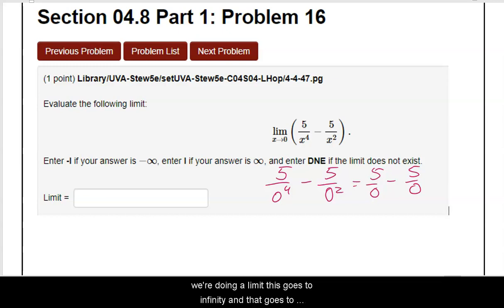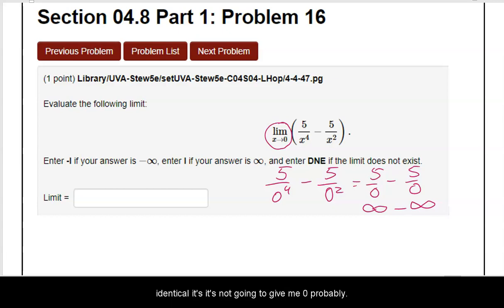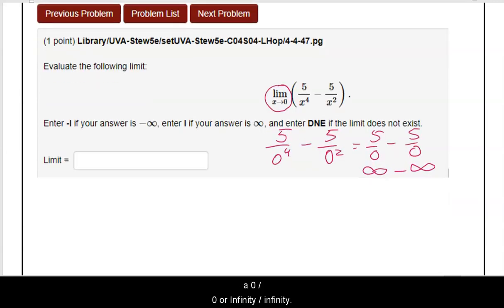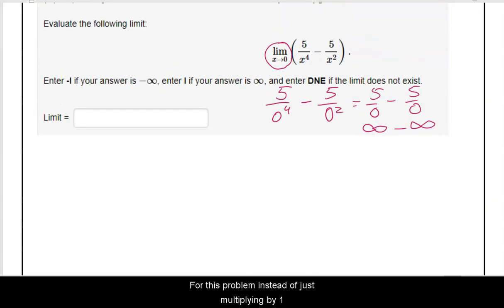But again, we are not actually getting there because we're doing a limit. This goes to infinity and that goes to infinity, and because of the subtraction we have a tug-of-war again. So the question is, who's going to win? Because the original denominators are not identical, it's not going to give me 0 probably. So this is an indeterminate form, and I've got to get it written as 0 over 0 or infinity over infinity. For this problem, instead of just multiplying by 1 over x over 1 over x, the easier thing to do would just be to get a common denominator.